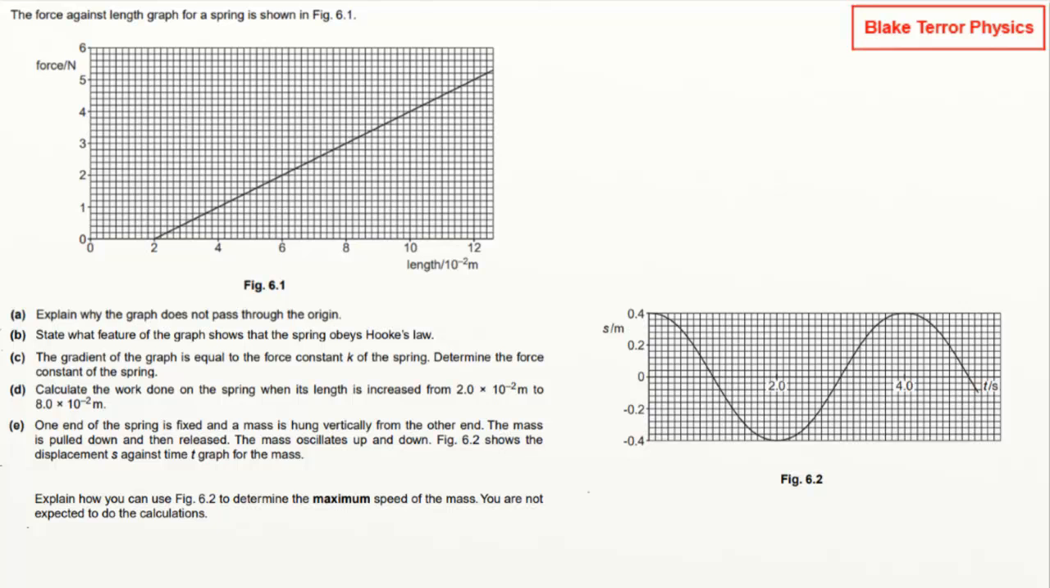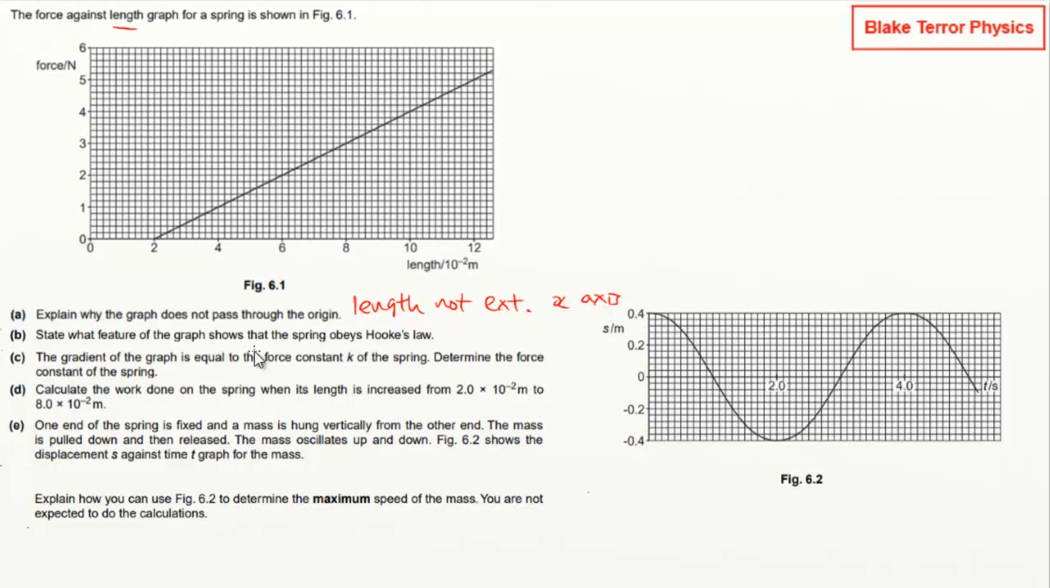All right, moving on, we've got a force against length graph. Make a note of that. They try to drop that in every now and again, where they move away from extension to length for a spring. So they've shown that there. Explain why the graph does not pass through the origin. Right, that's because we've got length, not extension, on the x-axis.